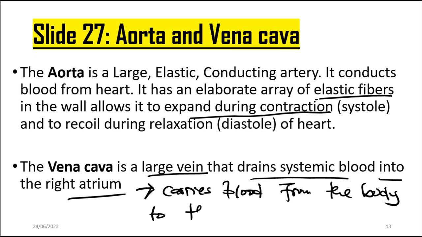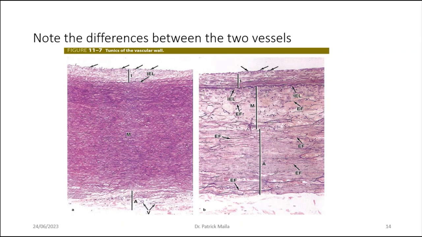Okay, now let's look at these two structures and the distinction. Now you're going to note the differences between these two vessels. This side is the aorta. This side is the vena cava. How do you know? You look at their tunica media.